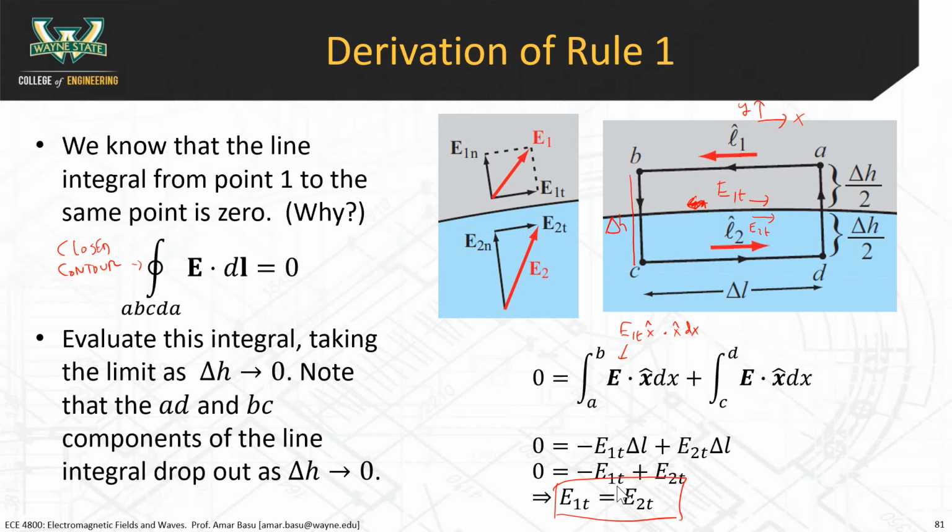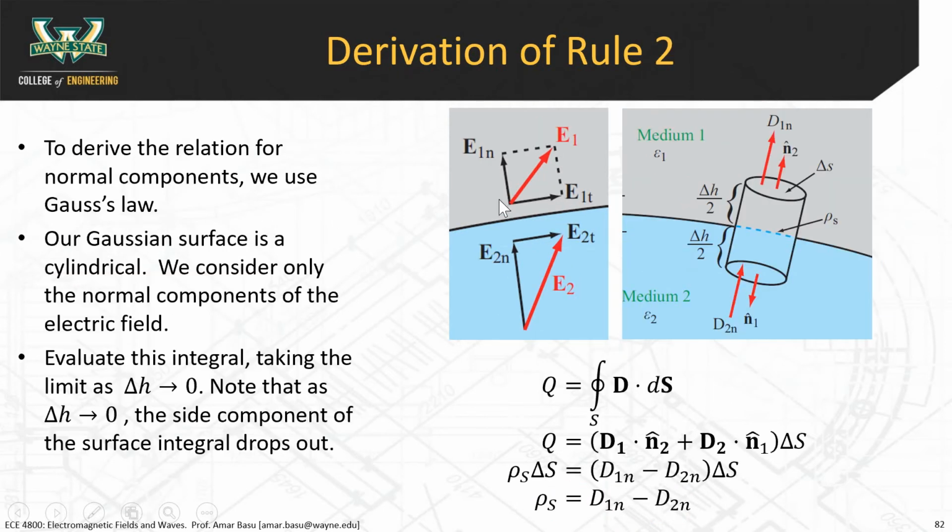Okay, good. All right, so this is how we derive the first rule. The second rule is rho s equals d1n minus d2n. And in order to derive this, we need to use Gauss's law. So let's do a quick recap of that because you will need to know Gauss's law for your exam.